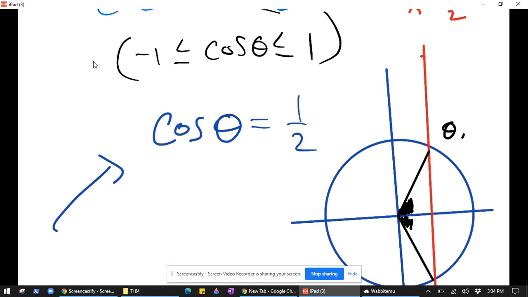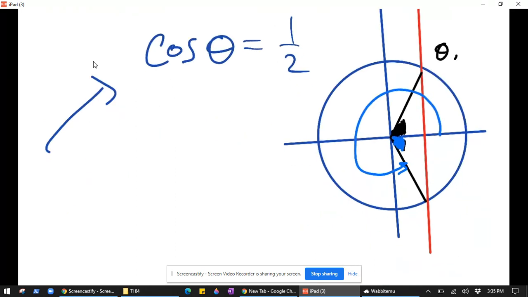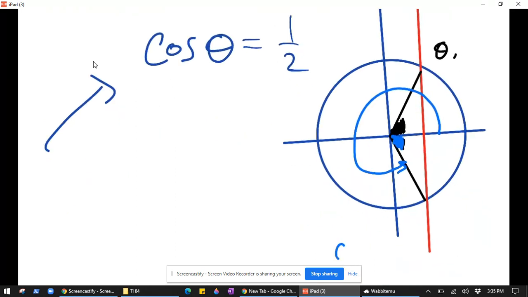In order to do that, what we can do is, once we get theta 1, this angle here is the same in absolute value as theta 1. We're going to do 360 degrees minus theta 1, or 2 pi minus theta 1. Okay, so theta 2 is going to be 2 pi minus theta 1.